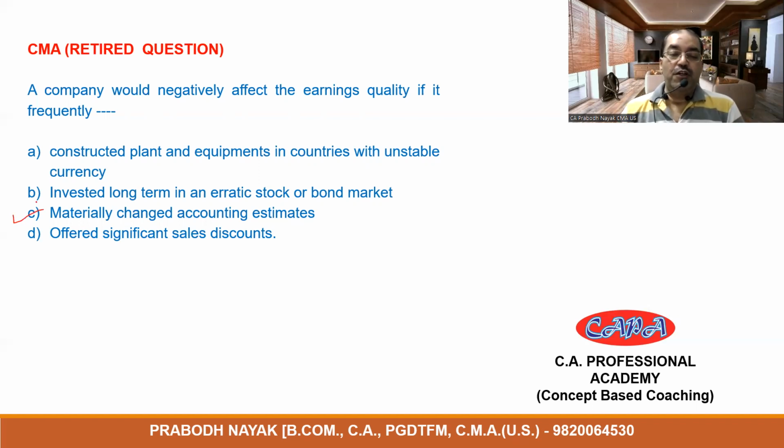If you are keeping on changing your accounting estimates, for example, this year you are making 5% provision on doubtful debts. Next year you are reducing it to 2%. After that you are increasing it to 10%. Suddenly you are valuing stock by first in first out method. Suddenly you change the method and value it by last in first out method. Right? So there is no stable accounting policy. They are changing regularly. Then in that case, your quality of earnings will be poor.